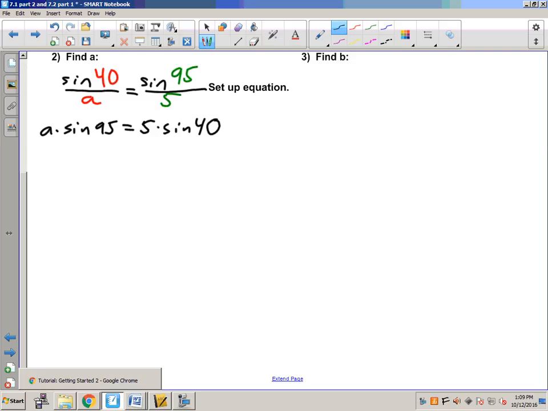So don't turn this into a number. Just leave it there. How am I going to get that A by itself? We're going to divide it by the sine of 95 on both sides. So we're going to end up with 5 times the sine of 40 over the sine of 95. When we type into our calculator to get a value for A, we're going to type one thing into our calculator. Type that whole big thing in all together.